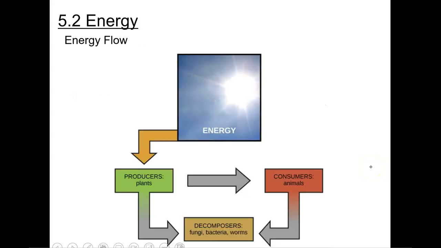Here you see the sun starting out as the primary energy source. It comes down to the producers, which are the plants, and it can also go over to the consumers when the consumers eat the producers. All of these things will decompose. When they decompose, things such as fungi, bacteria, and worms are then able to eat their material. The decomposers can also be referred to as detritivores, and the decomposing matter can be referred to as detritus.